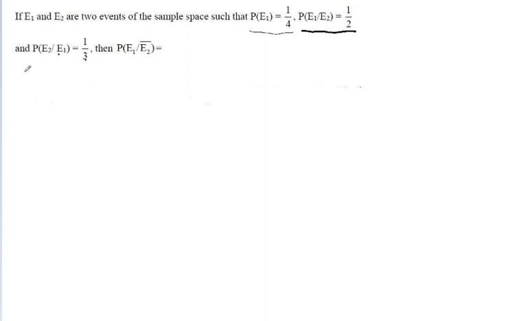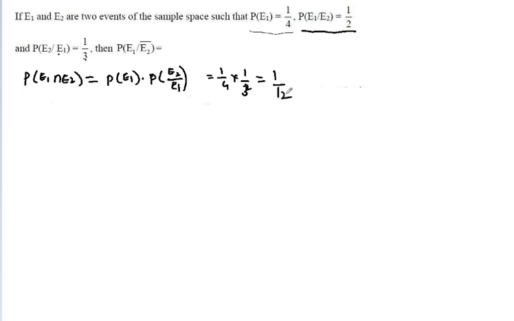First we find probability of E1 intersection E2. Probability of E1 intersection E2 is equal to probability of E1 into probability of E2 by E1. So probability of E1 is 1 by 4 into probability of E2 by E1 is 1 by 3, that is equal to 1 by 12.